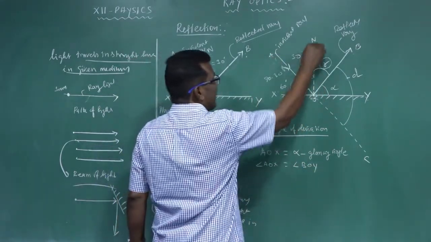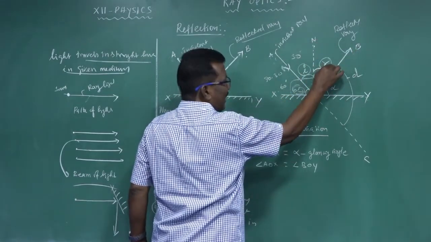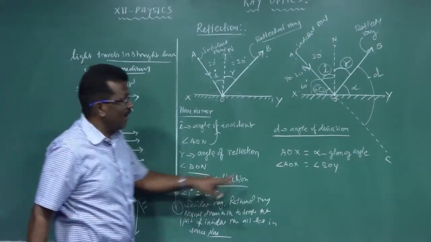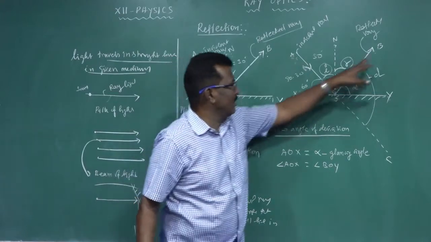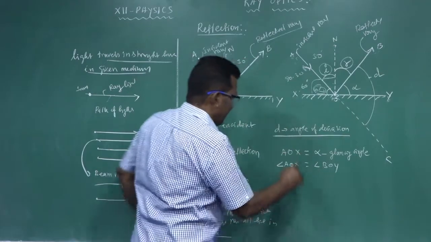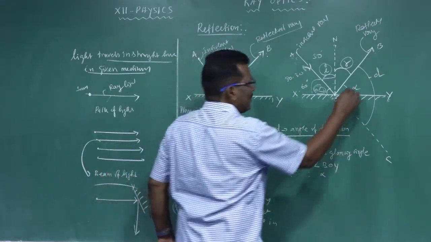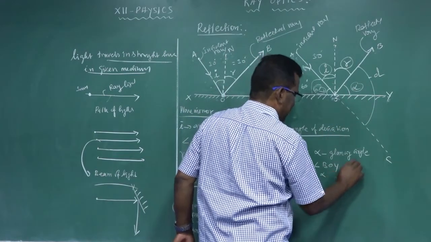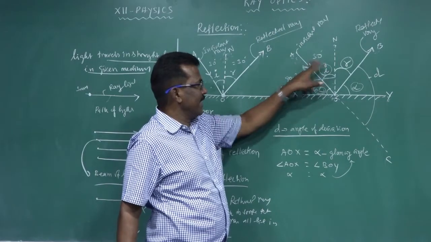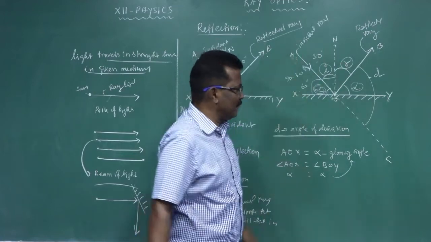If AON is equal to i, BON is equal to r. If i is equal to r, then AOX is equal to BOY. If it is alpha, this is also equal to alpha. So this is also called the glancing angle. If the ray of light incident on the surface is at 30 degrees, the glancing angle is 60 degrees, and here also 60 degrees. Okay, now come to the point.